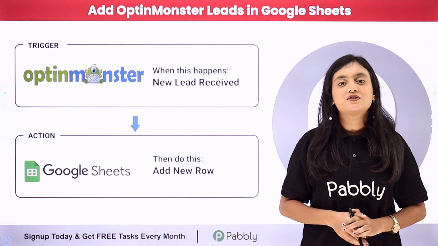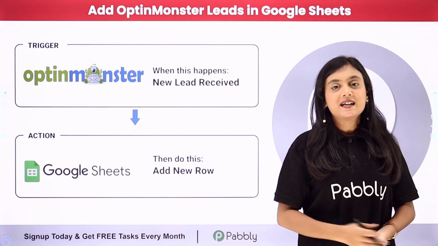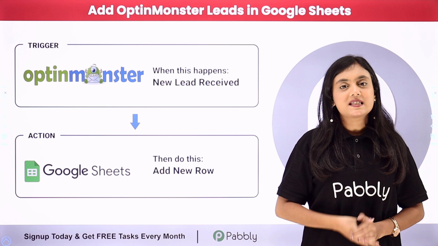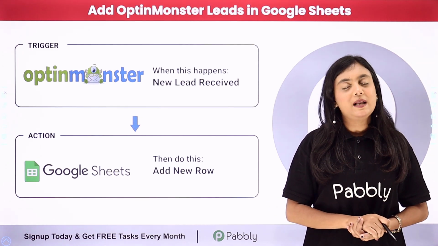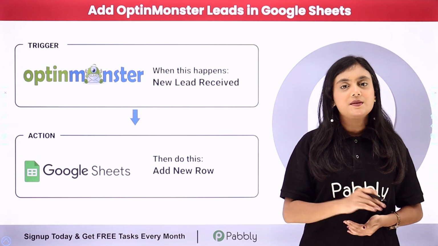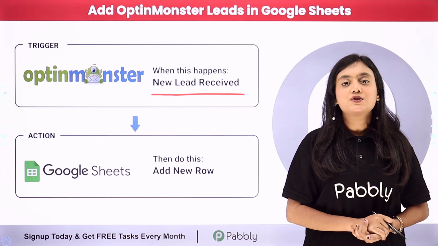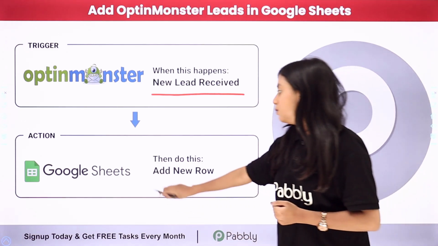In this video, we're going to learn how to add OptinMonster leads in Google Sheets. So I am an owner of a business and I collect the data of my leads with the help of OptinMonster. So my objective is that as soon as any of my customers generates a new lead with the help of OptinMonster, automatically I want to add the details of that lead in my Google Sheets.